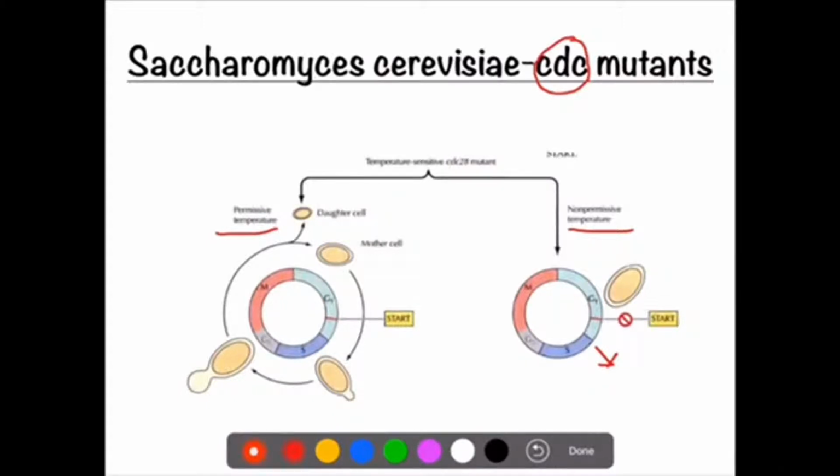But cells at permissive temperatures can synthesize this CDC protein, therefore the cell can complete the cell cycle and produce daughter cells. Researchers identified that this CDC protein is very important in yeast cells to cross the regulatory point and to enter into S phase from G1 phase.